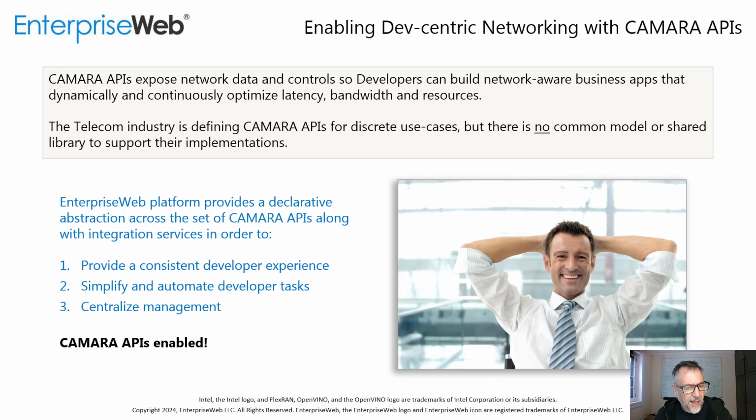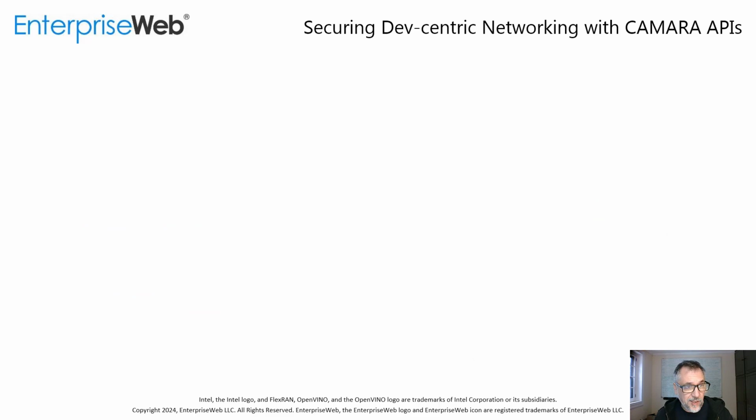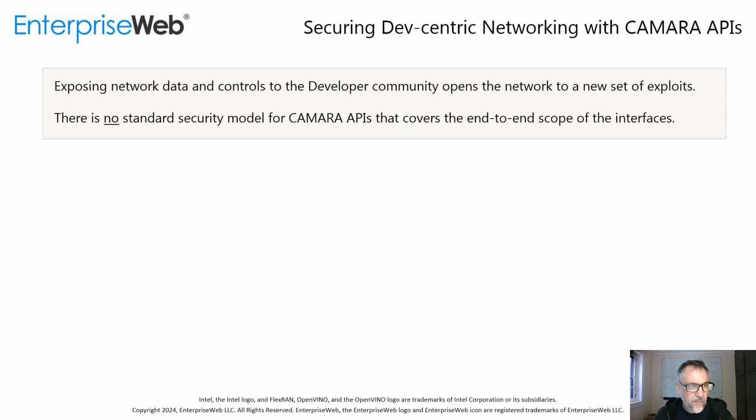It's CAMARA APIs enabled. The key here is for the industry to have CAMARA API adoption, to build communities of developers. They're going to need to make it easy for developers to participate. Another thing they're going to have to do is make it secure. So part two of this demo is securing developer-centric networking with CAMARA APIs.